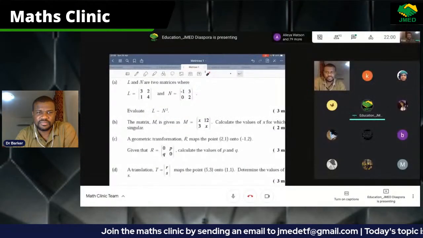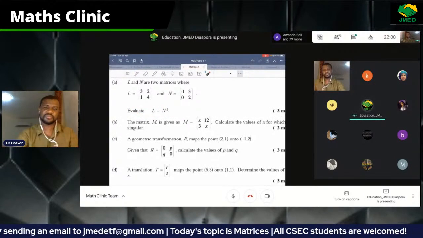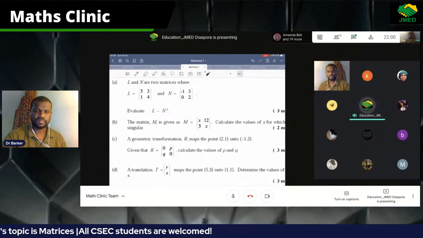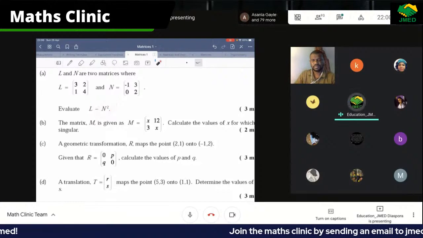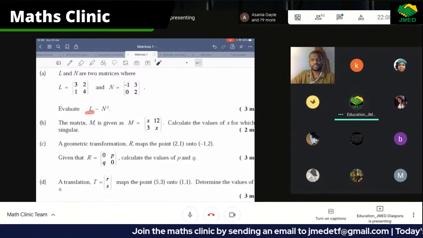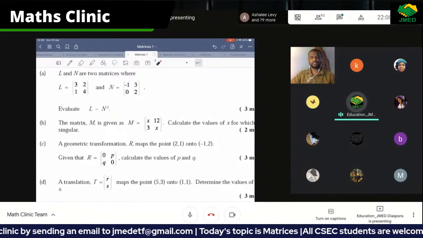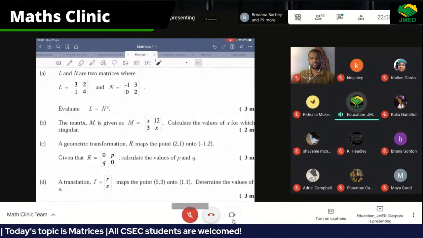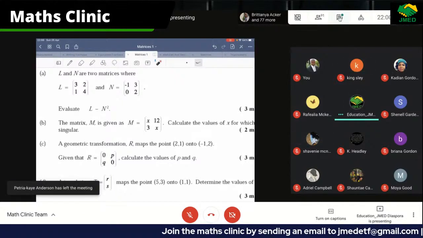And matrix N. And here it asks us to evaluate L minus N squared. So we need to do something here. We need to first of all evaluate or find N squared, and then we're going to find the difference between L and N squared. So I'm going to give you 3 minutes. That's our thing that we do. We work through with time, because that's important. I'm going to give you 3 minutes to work through this question, and then there is someone who will help me to go through this question.